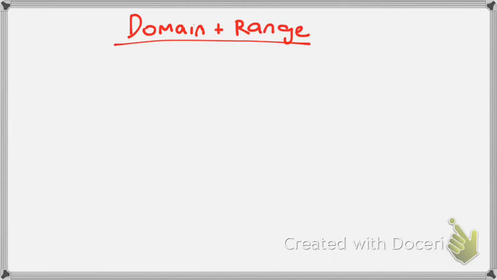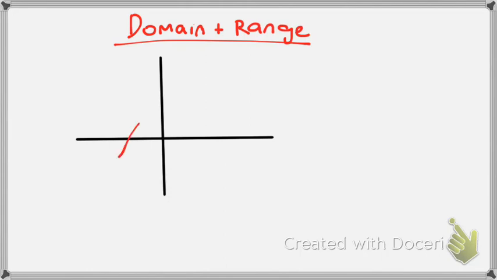Okay, so domain and range. Basically, if I have a function, or in fact a relation for that matter, and hopefully you know the difference by now, and I draw something. Okay, so there's my function. I seem to default to drawing cubics for whatever reason.